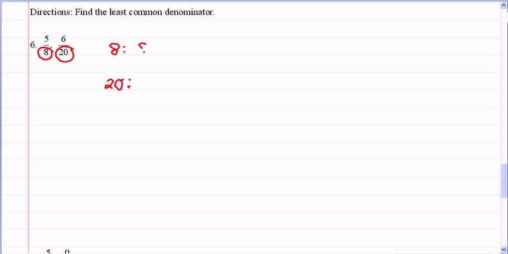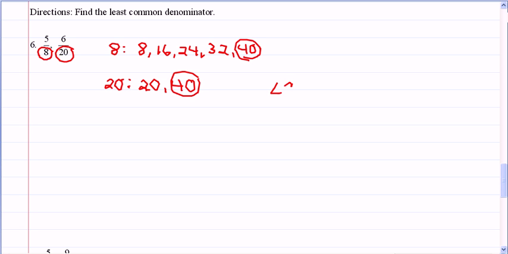So if I start by listing the multiples of 8, and I don't have to continue my list, I see a match of 40, I will say that my least common denominator, which I'll abbreviate as LCD, is equal to 40. And then later on we'll look at what to do with the least common denominator. Right now we're just finding it.